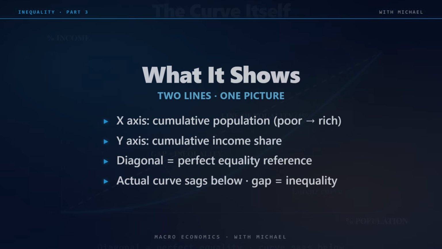The actual Lorenz curve sags below the diagonal. The poorest 20% always receives less than 20% of income. The poorest 50% always receives less than 50%. The gap between the diagonal and the actual Lorenz curve visualizes inequality. The bigger the gap, the more unequal the economy.